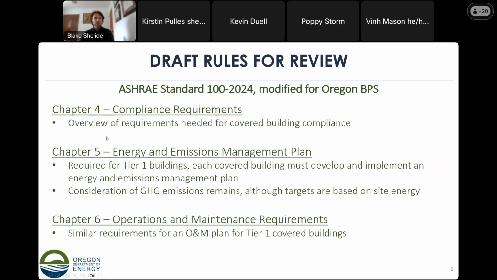Chapter 4 includes modifications to the Oregon compliance requirements. Chapter 5 includes our modifications to the energy and emissions management plan, which is required for tier one buildings. Each covered building must develop and implement an energy and emissions plan. It still includes the consideration of greenhouse gas emissions, that is embedded in the ASHRAE standard 100, although our targets are based on site energy. So we have made some modifications to the standard to reflect our targets based on site energy and not greenhouse gas emissions. And then chapter 6 outlines the requirements for the operations and maintenance plans for tier 1 covered buildings.